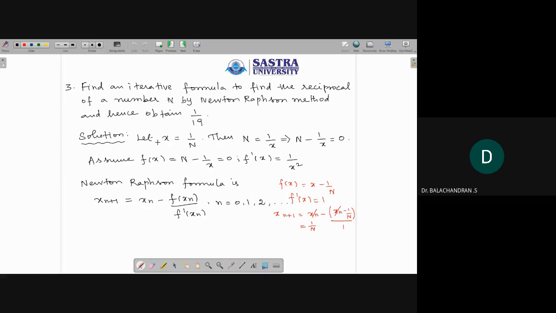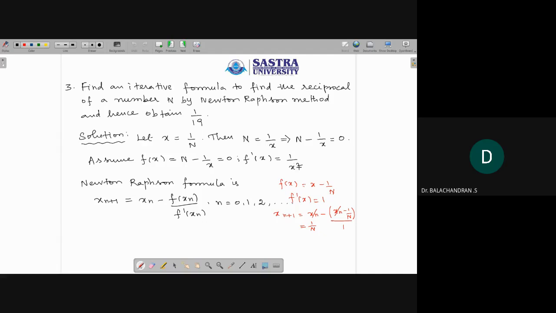So let us take x equal to the reciprocal of n, that is 1 by n. Then n equals 1 by x. From this I have n minus 1 by x equal to 0. So assume that f of x is equal to n minus 1 by x. This is my f of x, and I need f dash of x. If you differentiate 1 by x, you'll get minus 1 by x square. So minus into minus gives plus 1 by x square. I got f dash of x.